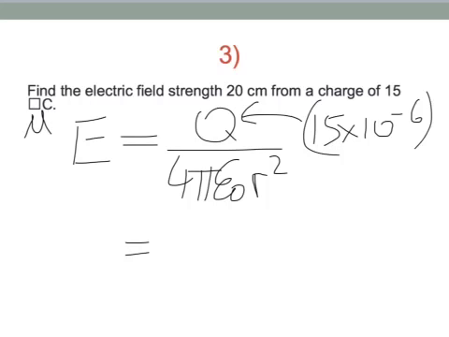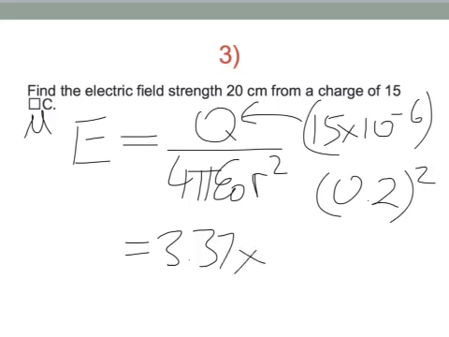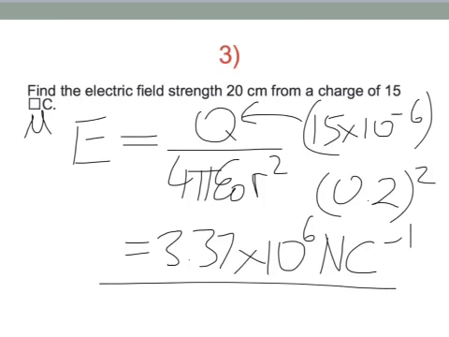If you plug that in, divided by 4 pi epsilon naught times 0.2, make sure we do 0.2 for the radius of a meter squared. Must use SI units, so you must use meters for the distance. And plugging that number in, you can get 3.37 times 10 to the power of 6 newtons per coulomb for the electric field strength.